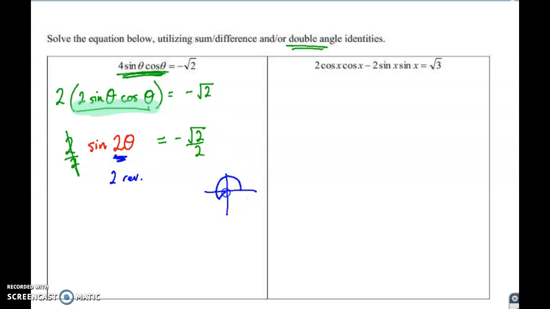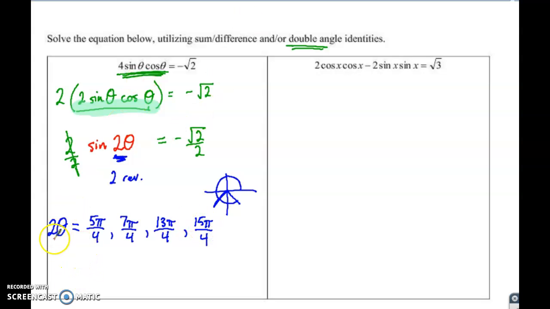It happens in the third quadrant. So let me write 2 theta down first. That would be at 5 pi over 4 if you think of the reference angle. It also happens in the fourth quadrant, which is 7 pi over 4. But you also want to do 2 revolutions. So imagine if you started at 8 pi over 4, and then added that 5 pi over 4 to it. You would have 13 pi over 4. And then another, adding 2 pi to that, you would have 15 pi over 4. Now, why do we have to do 2 revolutions?